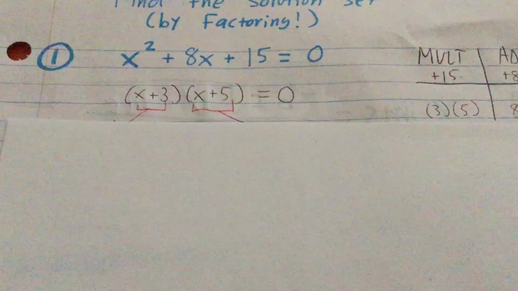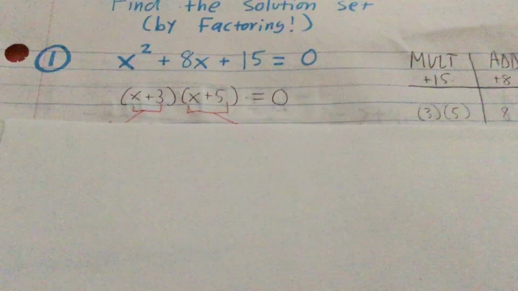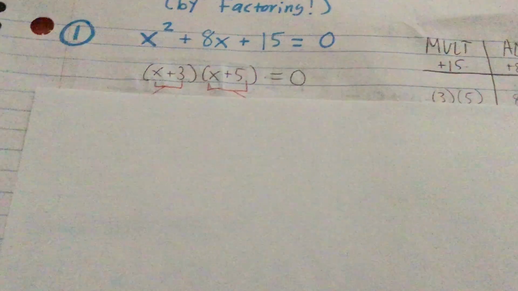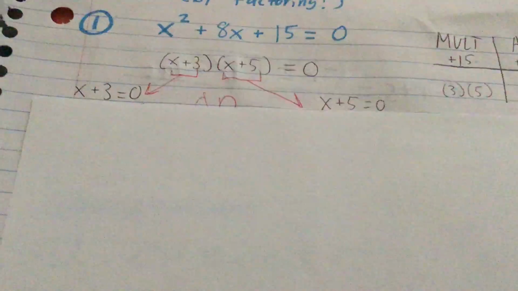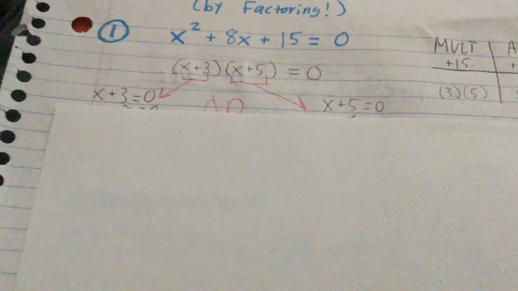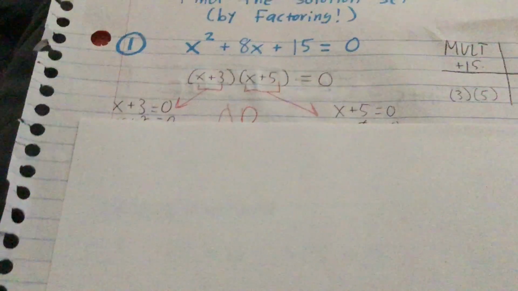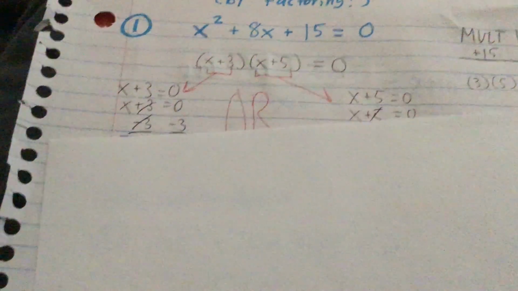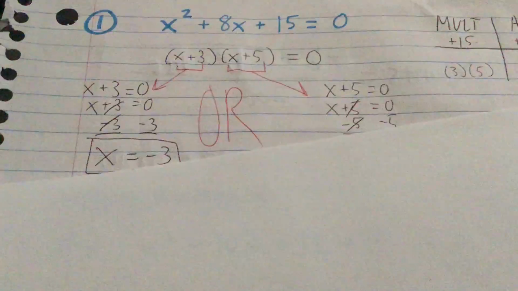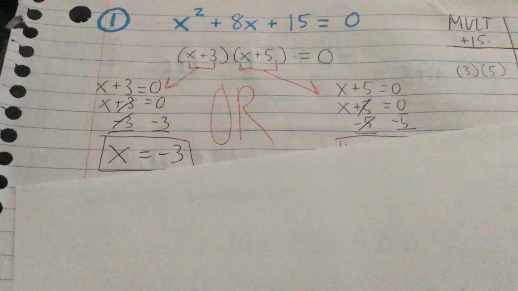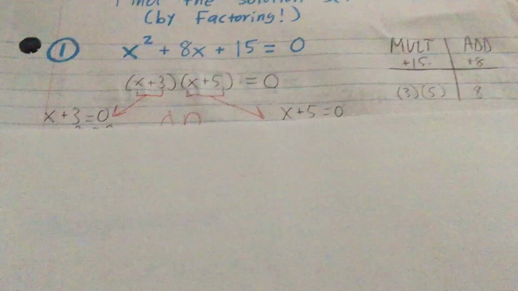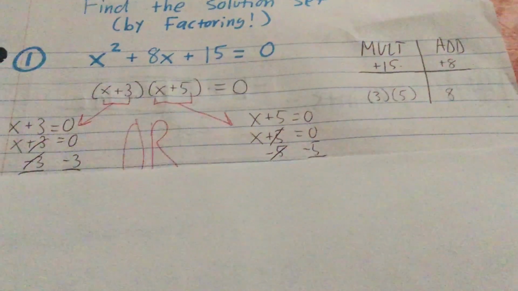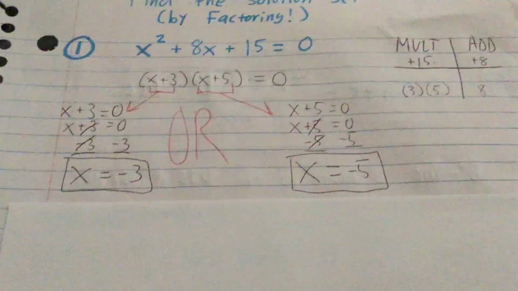So x plus 3 times x plus 5 is equal to 0. It's a multiplication problem. I have to account for both cases that make y equal to 0. So I say x plus 3 is equal to 0, or x plus 5 is equal to 0. I solve both simultaneously. Subtract 3 from both sides on the left side. One of the solutions is x is equal to negative 3. I look at the other equation, x plus 5 is equal to 0. I'm going to subtract 5 from both sides and get x is equal to negative 5.